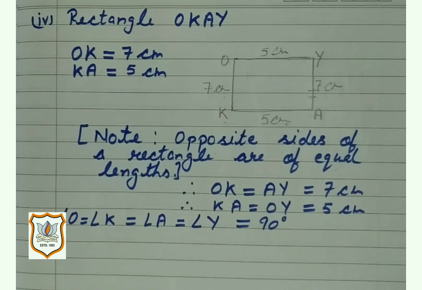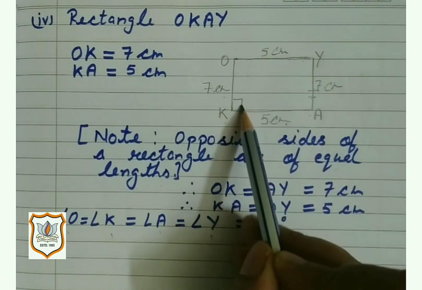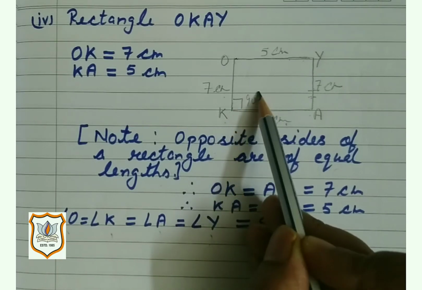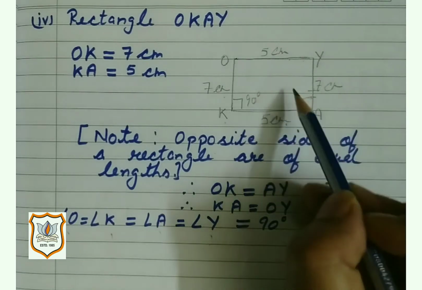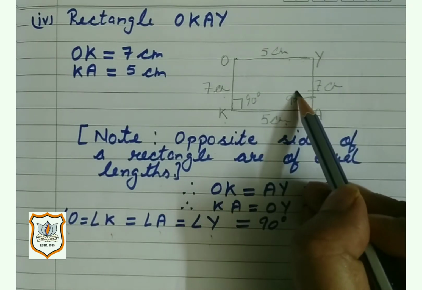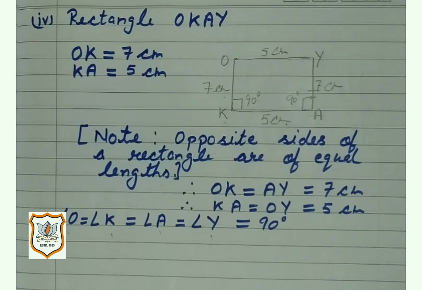You have already learnt that all angles of a rectangle are right angles. Right angles means 90 degrees. So angle O and angle K and angle A and angle Y, all will be 90 degrees. So angle K is 90 degrees. We write here, and angle A is also 90 degrees. Clear, students?